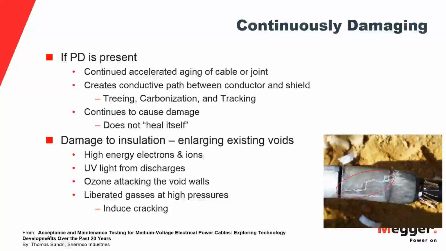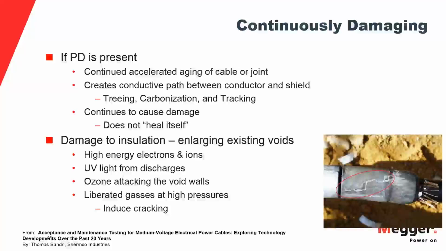So what we see is that if there is partial discharge present on your cables, it's continuously damaging. It causes a continued accelerating aging of the cable or joint. And eventually it creates a conductive path between the conductor and shield due to treeing, carbonization, and tracking effects. Important to note is that it continues to cause damage. Partial discharge, if it's present, does not heal itself.